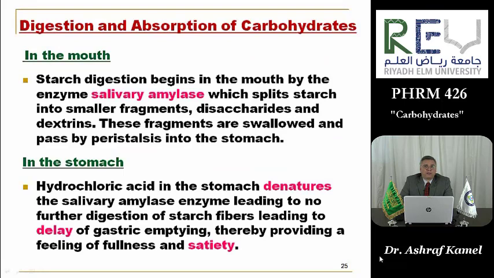Digestion and absorption of carbohydrates. In the mouth, starch digestion begins by the enzyme salivary amylase, which splits starch into smaller fragments, disaccharides and dextrins. Dextrins are small polysaccharides. These fragments are swallowed and passed by peristalsis down to the stomach. In the stomach, the hydrochloric acid denatures the salivary amylase, leading to no further digestion of starch. Fibers delay gastric emptying, thereby providing a feeling of fullness and satiety.